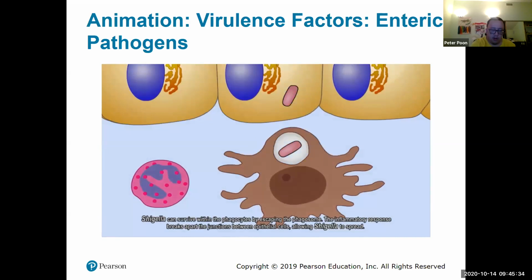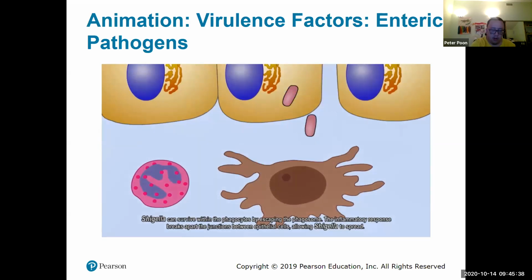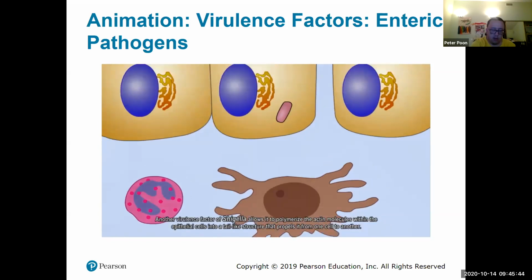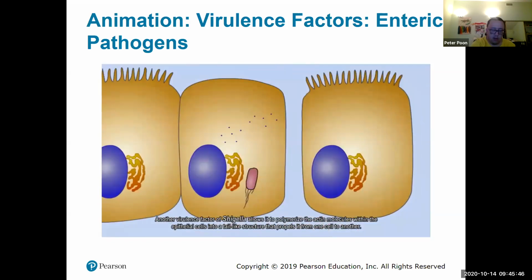Shigella can survive within the phagocytes by escaping the phagosome. The inflammatory response breaks apart the junctions between epithelial cells, allowing Shigella to spread. Another virulence factor of Shigella allows it to polymerize the actin molecules within the epithelial cells into a tail-like structure that propels it from one cell to another.